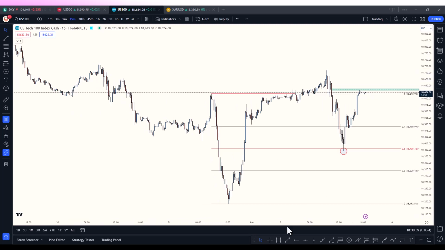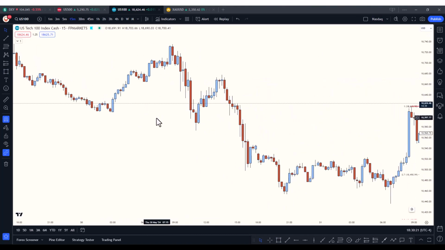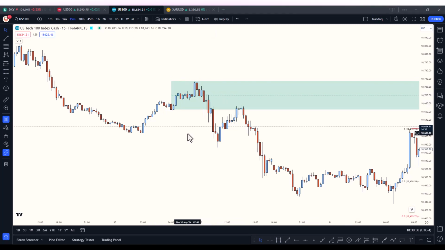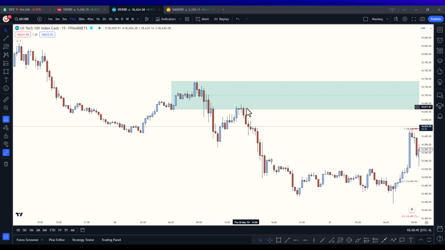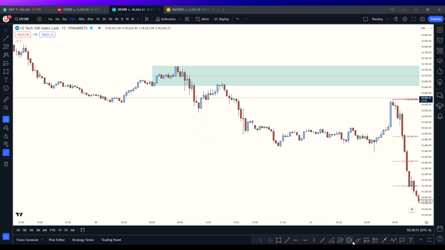So what happened is that we came up mitigating this zone here, from this low to the high. This low and this high made the flip. We had a comeback exactly here, then we continued the drop. It was on Thursday.